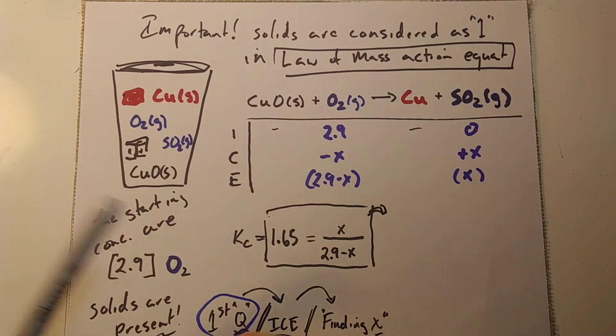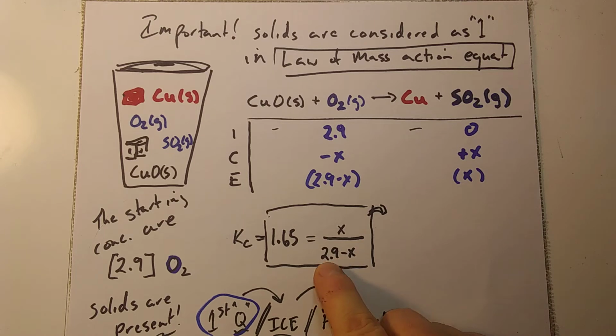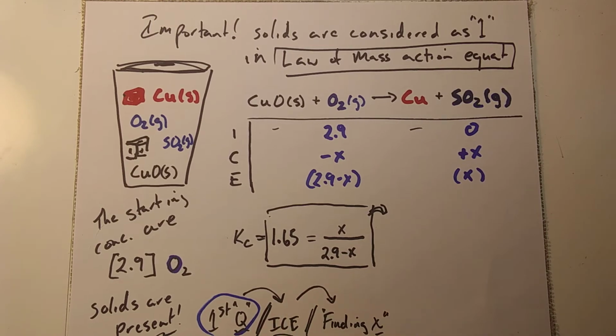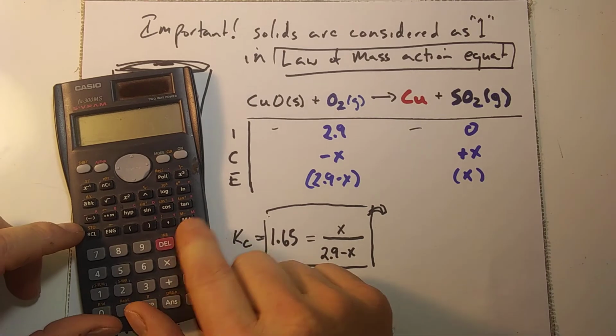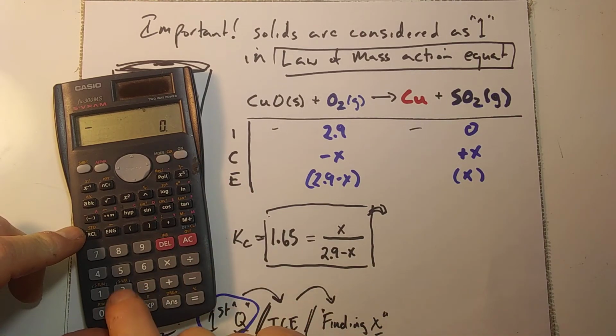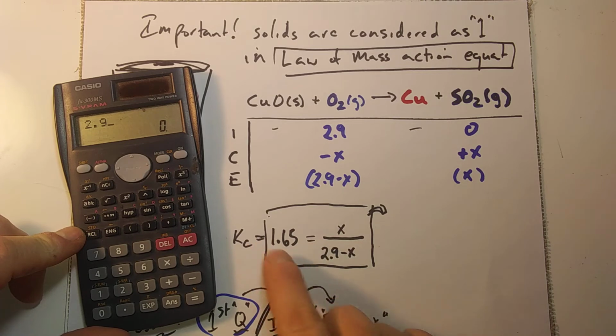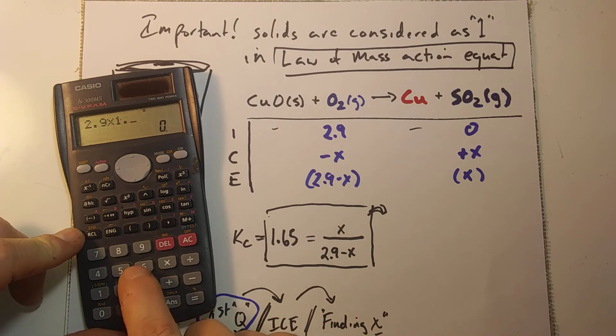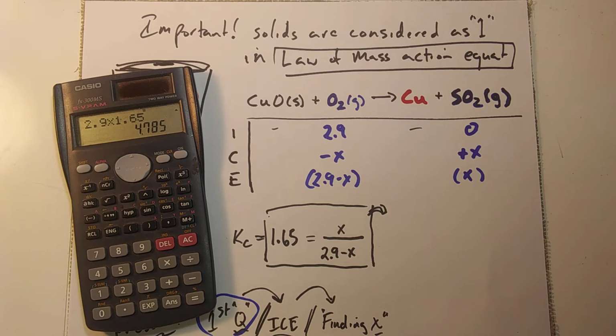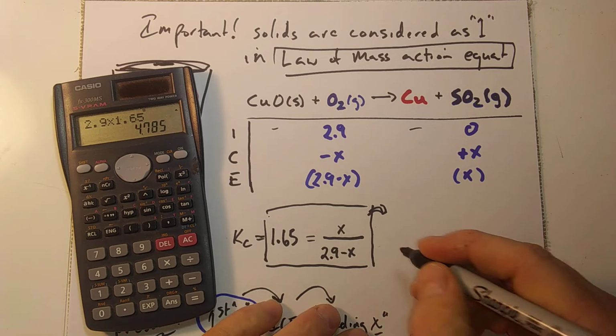You say, well, how are you going to do that? Well, you can take and multiply both sides by 2.9 minus x. So if I do that, I'm going to go ahead and get my handy dandy calculator out. So I'm going to go 2.9 times 1.65, because I'm bringing it over to the other side. So I'm going to take and have this multiplied by both these terms. 2.9 times 1.65 is equal to 4.785.